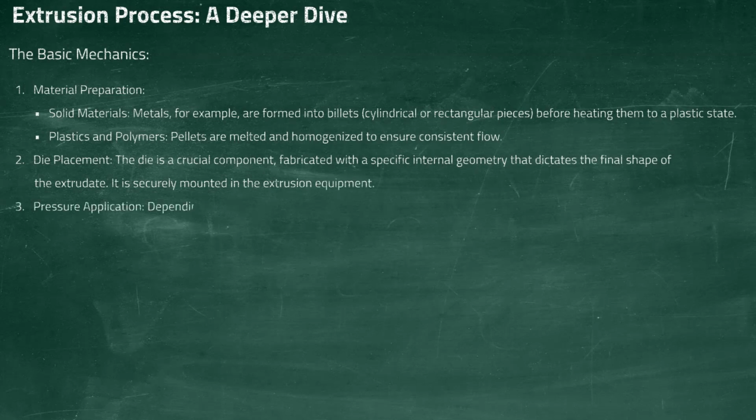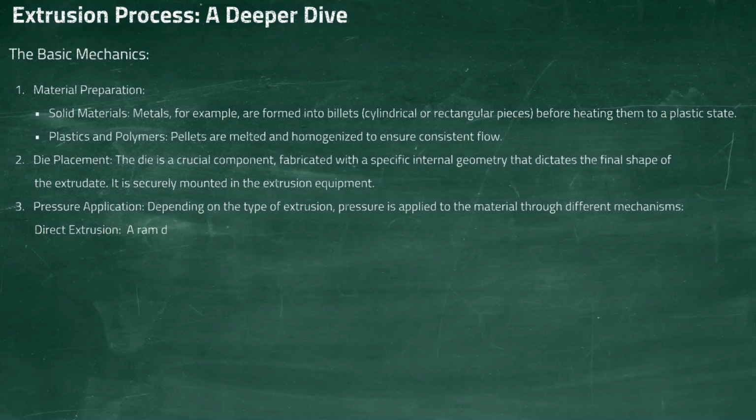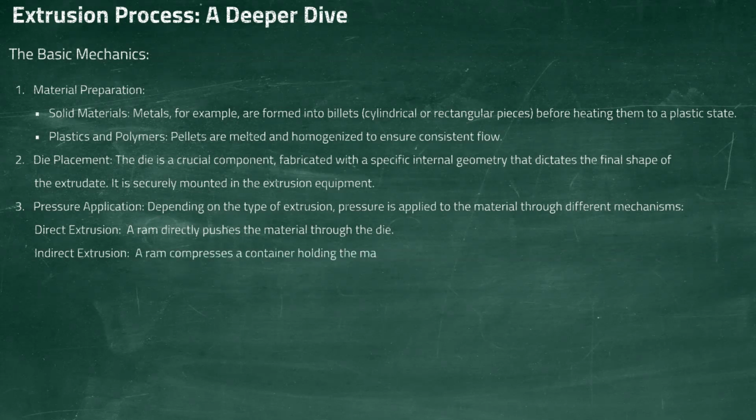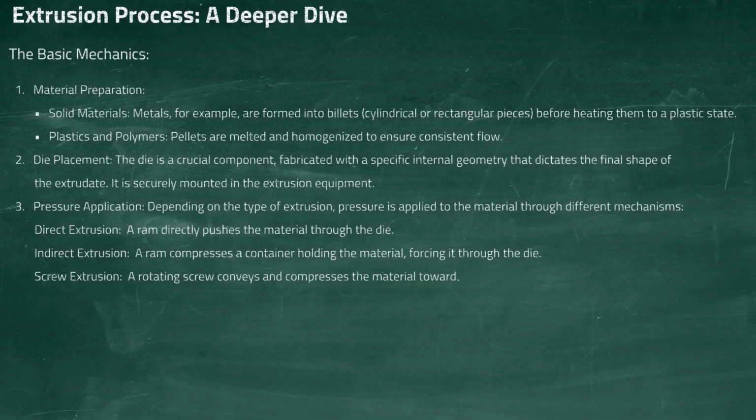Step 3. Pressure application. Depending on the type of extrusion, pressure is applied to the material through different mechanisms. Direct extrusion: a ram directly pushes the material through the die. Indirect extrusion: a ram compresses a container holding the material, forcing it through the die. Screw extrusion: a rotating screw conveys and compresses the material towards the die.